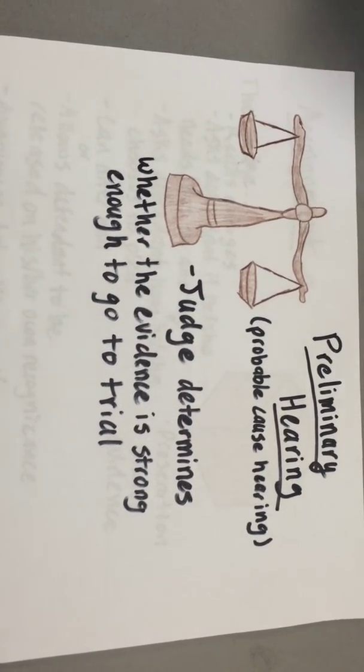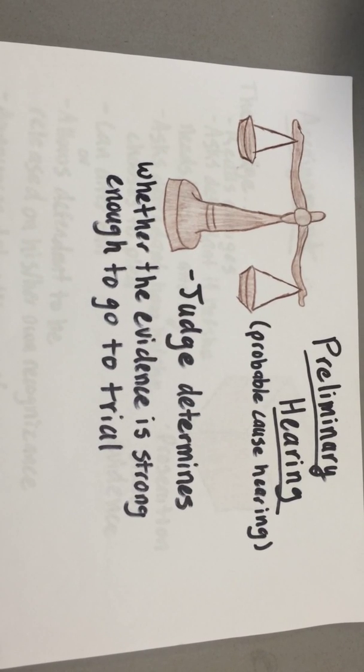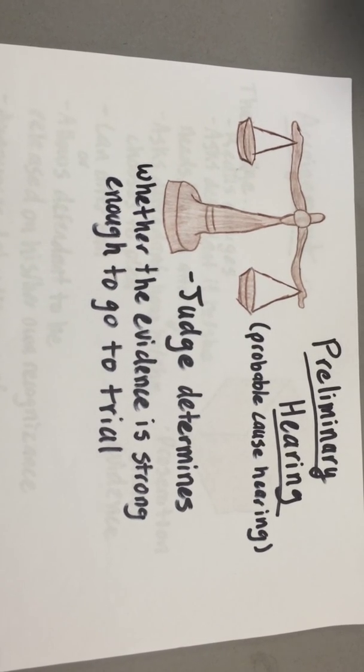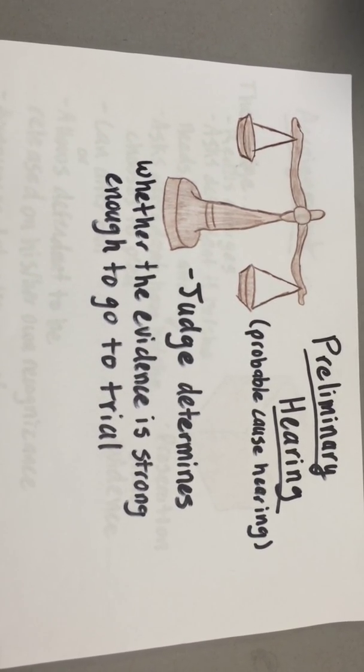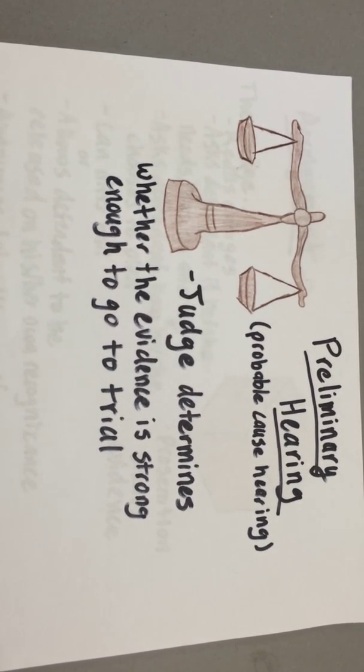Also known as a probable cause hearing, the preliminary hearing determines whether there is enough evidence for the case to require a trial. This hearing occurs after a criminal complaint is filed, and the decision is reached by a judge after listening to both the prosecution and defendant's arguments. This probable cause decision is not determining guilt or innocence, but whether the case is strong enough to go to trial.